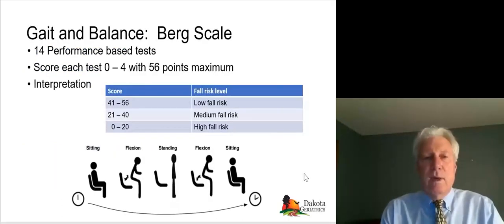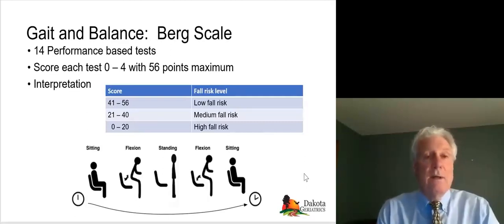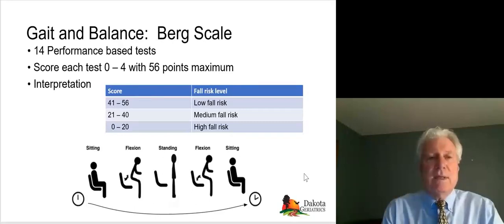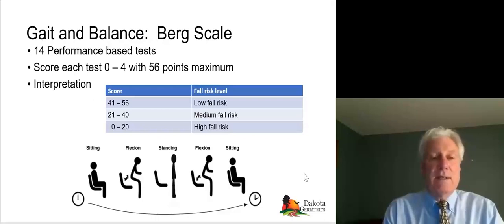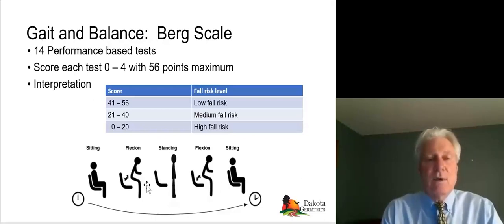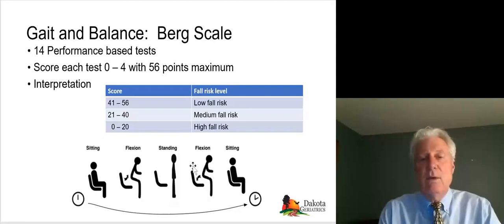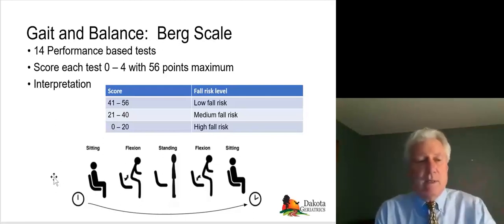So the Berg scale is 14 different tests, so it takes a little while for the older adult to complete this test. And each one of these tests is scored on a 0 to 4 scale as to whether they can do it or not. And so the higher the score for these 14 tests, with 56 being the maximum points, would indicate a low fall risk, whereas a score under 20 would indicate a high fall risk. And I'll give you an example of one of the tests here, which is a 1-minute sit to stand test. How many can you do? And that's based upon your age.